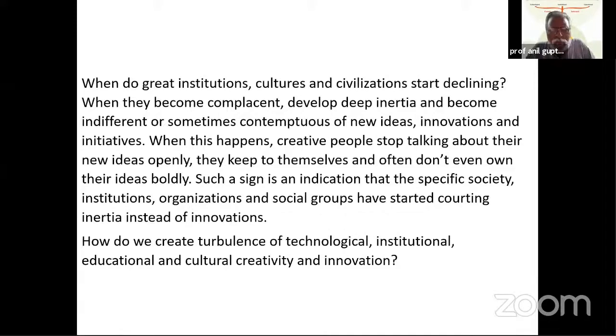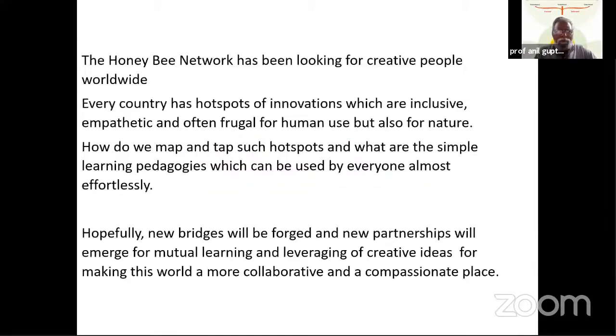So it is very important that we create turbulence. We disturb the technological, institutional, education, cultural, creativity, and innovation inertia in the system so that the ideas simmer up, they come up on the surface. And the Shodhyatra that we pursue helps us in doing that.